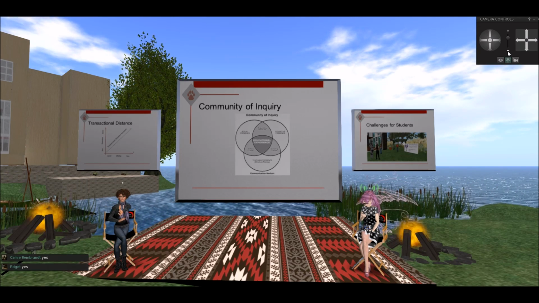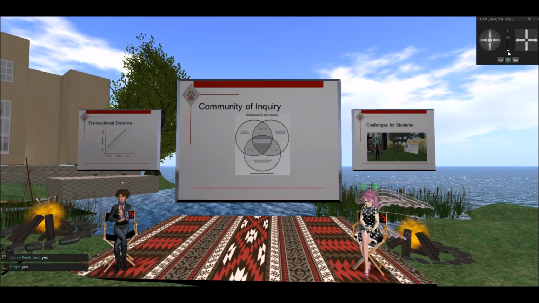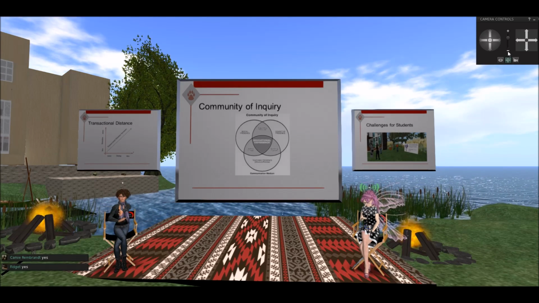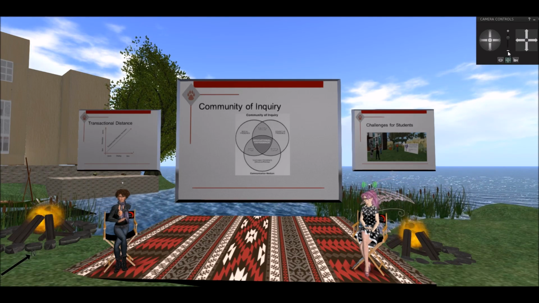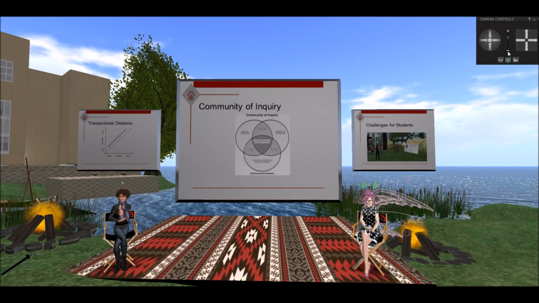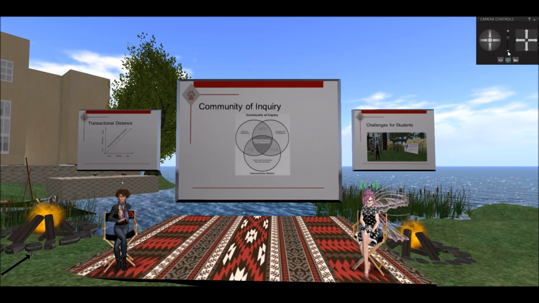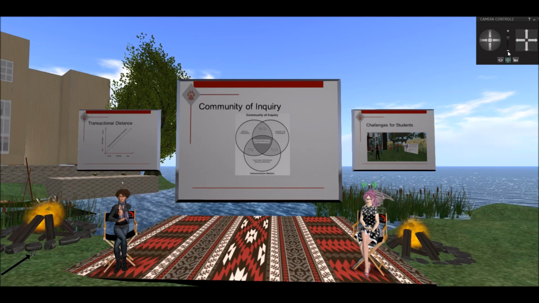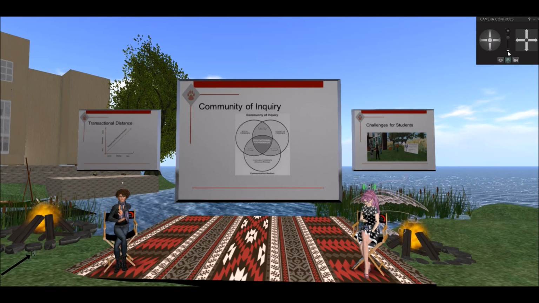Again, I think Second Life does a great service to being able to create a community of inquiry, because it's all about social presence, teaching presence, cognitive presence. So social presence: as an online learner, you have to feel comfortable enough to present yourself as a real person. And we all get to create what we want to look like, hence why I have wings today. Just felt like having some wings. And you also have to feel comfortable enough to ask questions within that social presence.